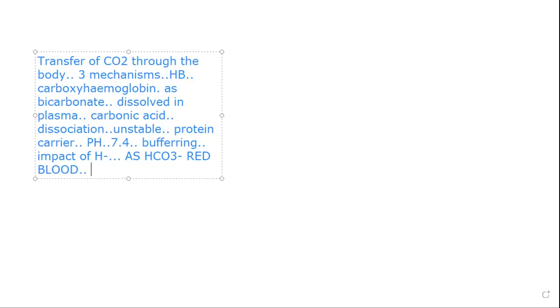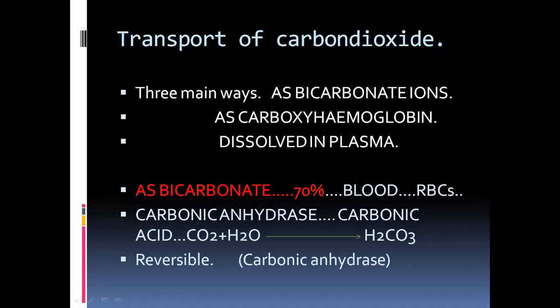Okay, let me go back to the slide again for you, and we will come back to the board once again. Transport of carbon dioxide. Carbon dioxide is transported by three main ways: as bicarbonate ions, as carboxyhemoglobin, dissolved in plasma. As bicarbonate ions, 70% of carbon dioxide is transported in the form of bicarbonate ion. It takes place in the blood, and in the blood, in which area? In the red blood cells.